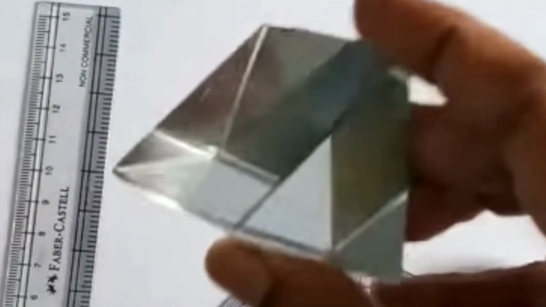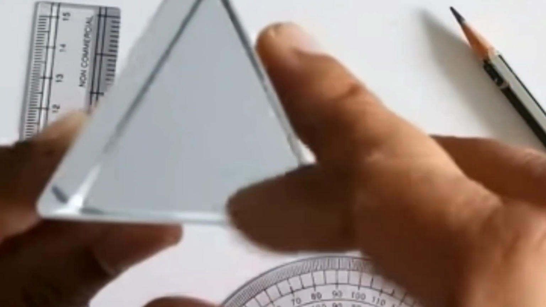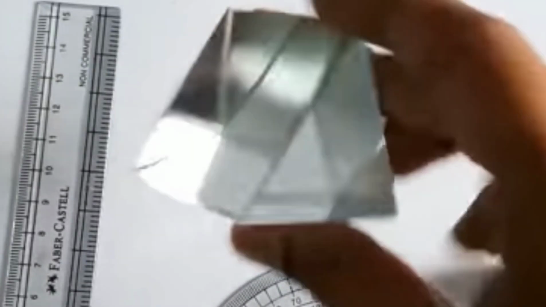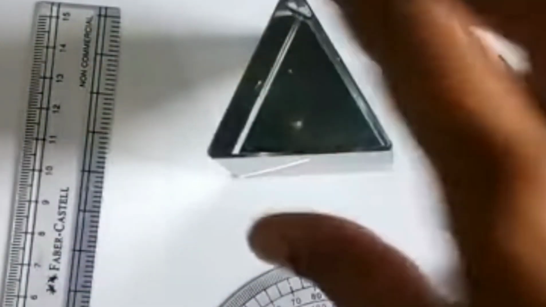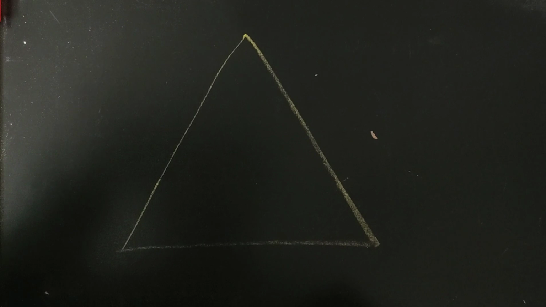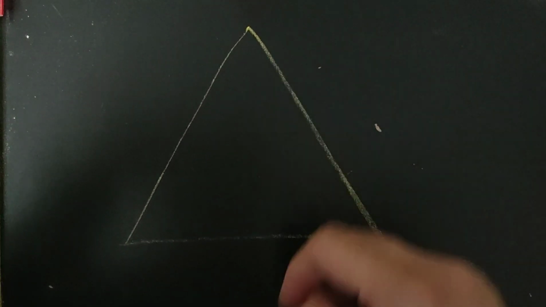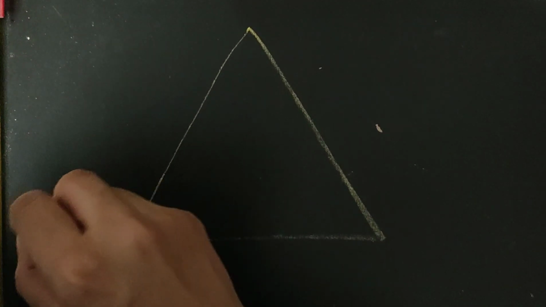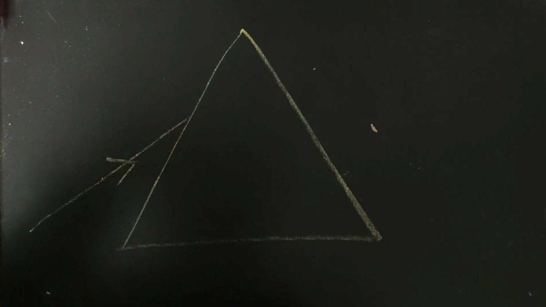This is what a prism looks like. It's a three-dimensional structure with two triangular faces and three rectangular faces. This is an equilateral prism, so it has the angle of prism as 60 degree. So let us trace the path of light through a glass prism. This triangle here is representing the prism and this is representing the incident ray of light.